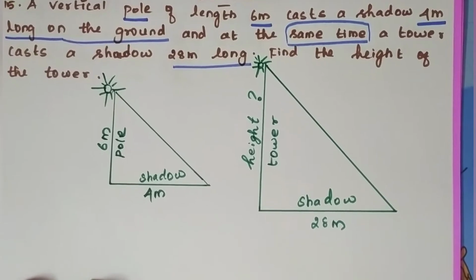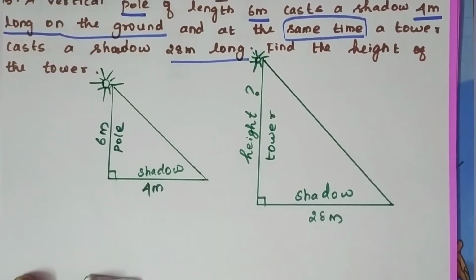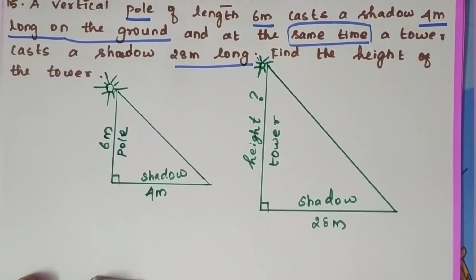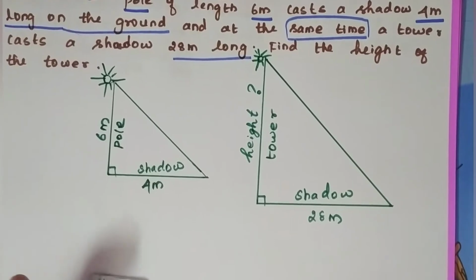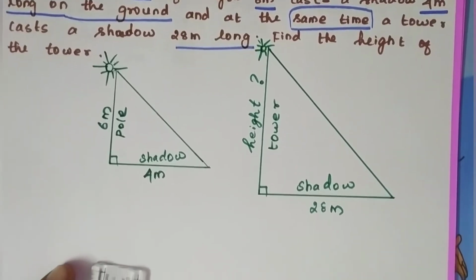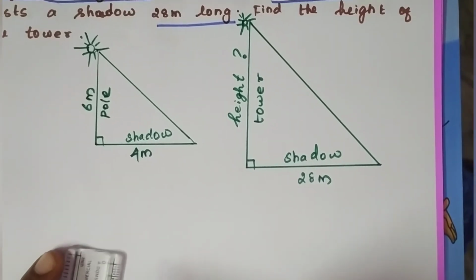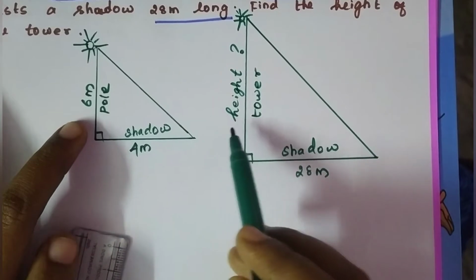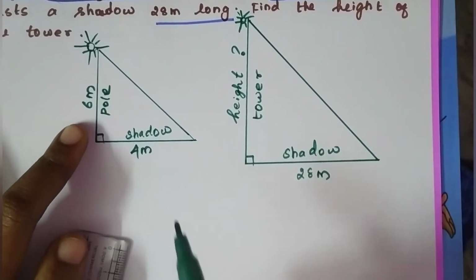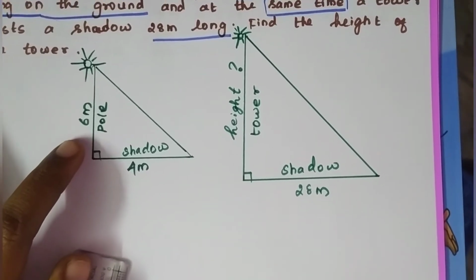And one more thing, what is the angle of this? The angle must be 90 degree. We know that the angle must be 90 degree. Clear? How can we find the height of the tower? We know the height of the pole, 6 meter, but we don't know the height of the tower. How can we find it by using the similarity criterion?